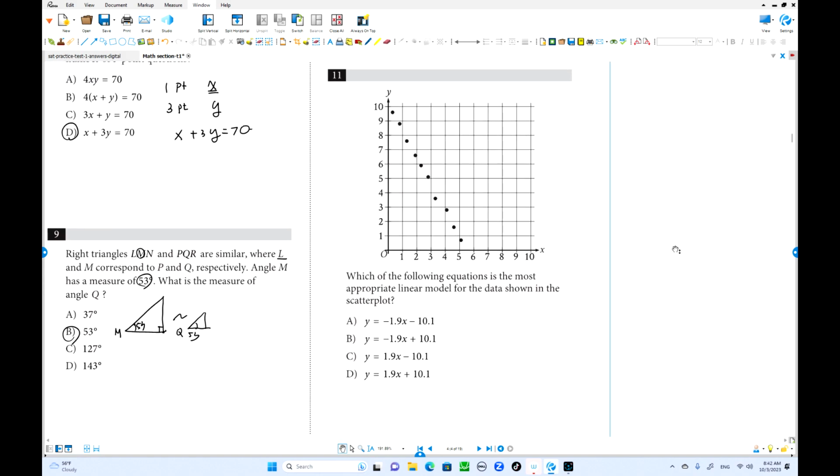Which of the following equations is the most appropriate linear model? What is the equation of this one? You can see that this one has what? The y-intercept is around 10 over here. And a negative slope. We have two choices, B and D, but this is a negative slope, not a positive slope. Choice B is the answer.